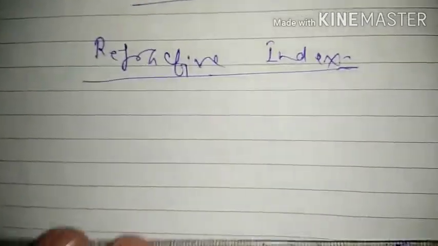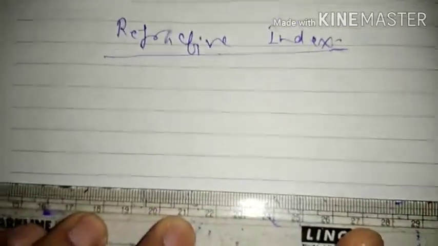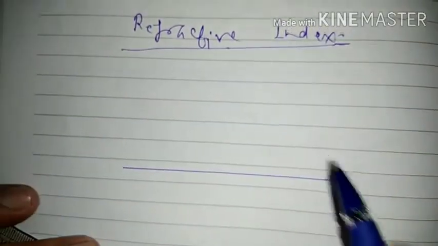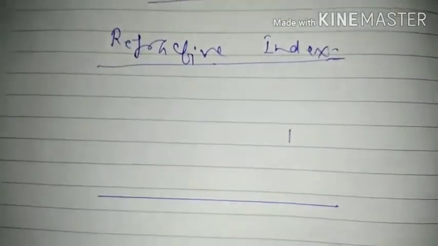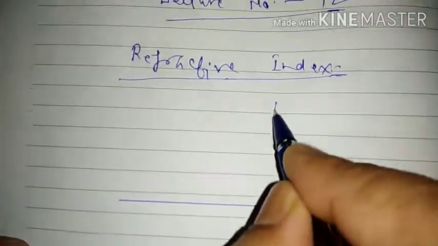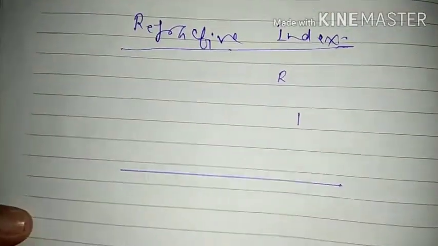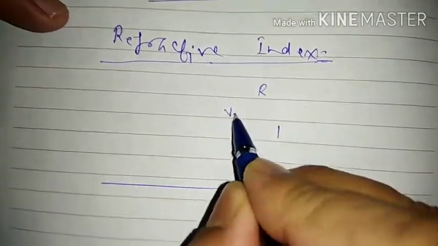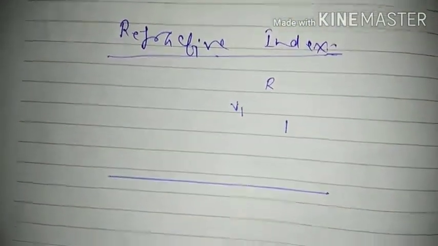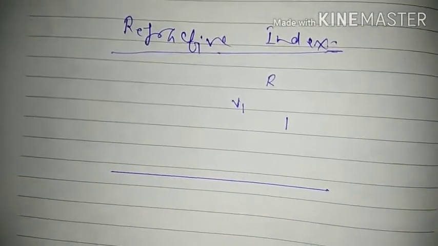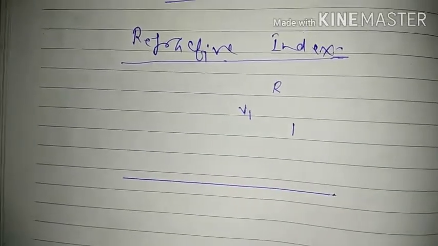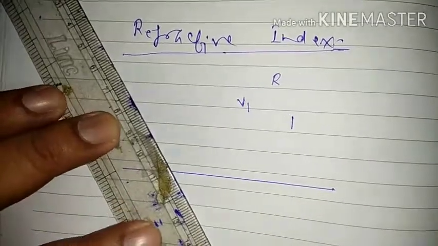Suppose this is the boundary between two transparent media. Suppose this is medium 1, this is medium 2, this is the rarer medium, this is the denser medium. The speed of light in medium 1 is v1 and the speed of light in medium 2 is v2.